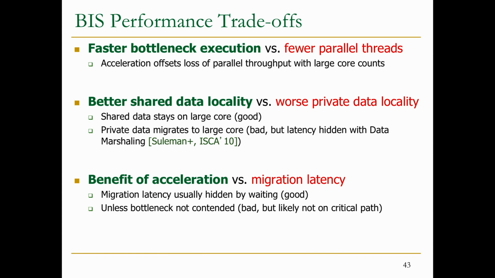Unless the bottleneck is not contended. So if you're shipping something that's not contended to the large core, you're probably not doing the right thing anyway. Right? You don't want to use the large core for that. So it's not good for energy, but maybe you're not doing something bad. But that causes false serialization. That's one reason not to ship not contended bottlenecks to a large core, because you cause false serialization, right?